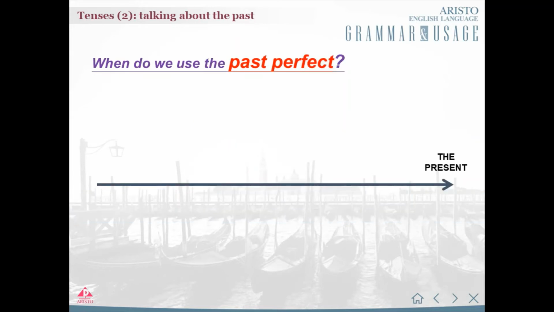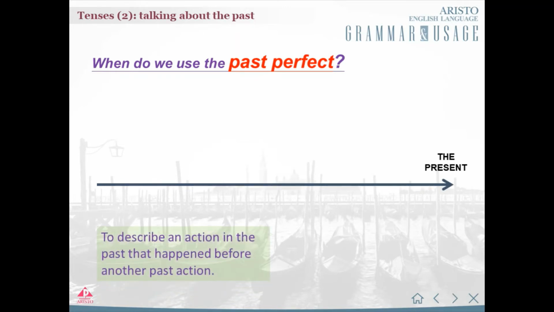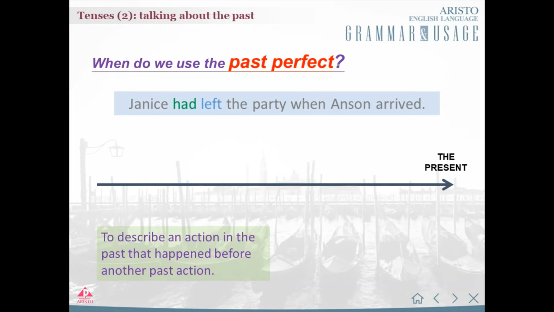When do we use the past perfect? The past perfect is used to describe an action which occurred before another past action. So, the sentence we saw in the previous slide, Janice had left the party when Anson arrived, implies that the speaker is speaking after Anson arrived at the party.